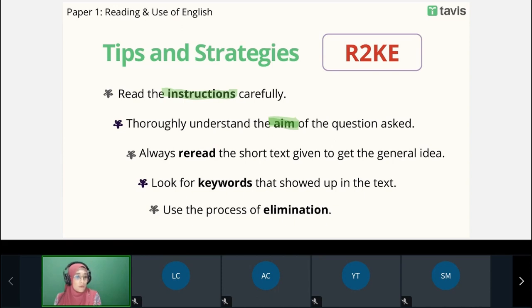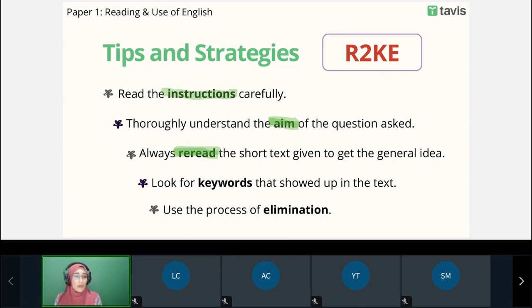Always reread. You have to read it twice, or you can read it multiple times. I don't mind, but try to read it twice if possible. The first time, you read it at a glance, and the second time, you look at the questions and see. And then you can do another reading again. I don't mind how many times, as long as you don't exceed the 10-minute mark.